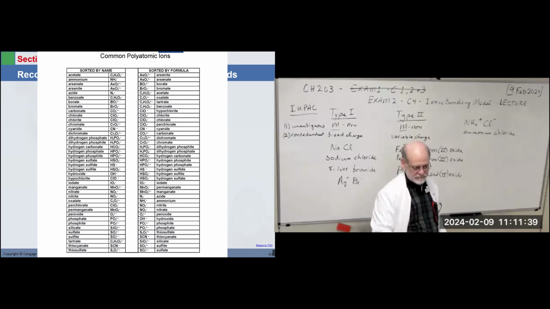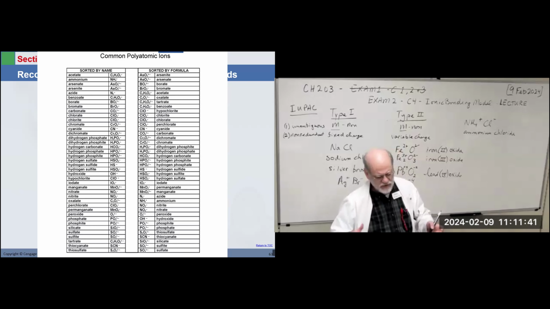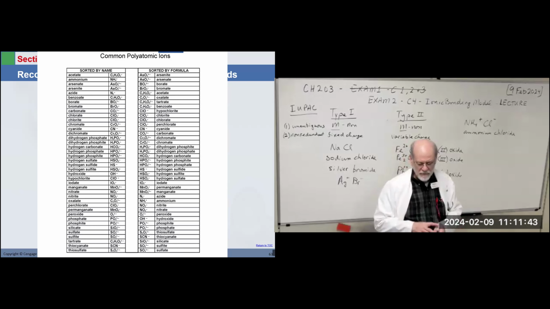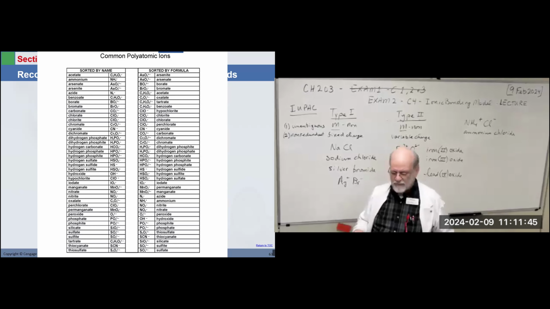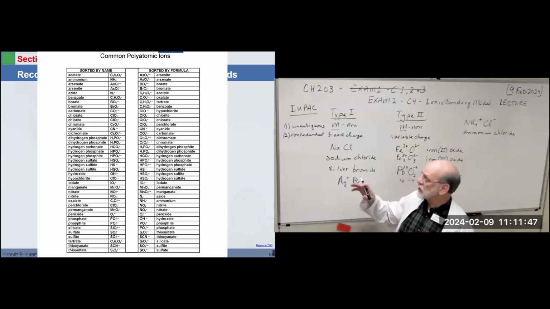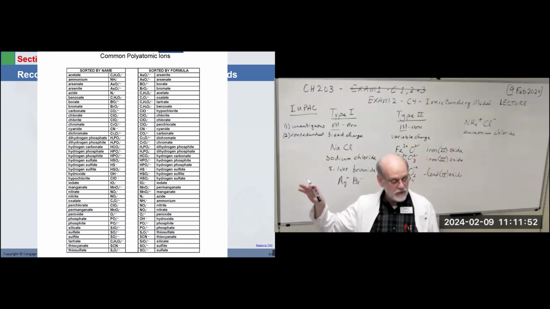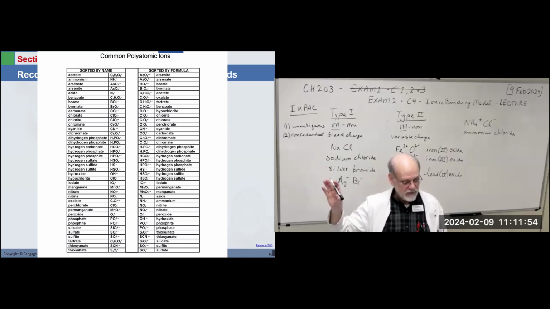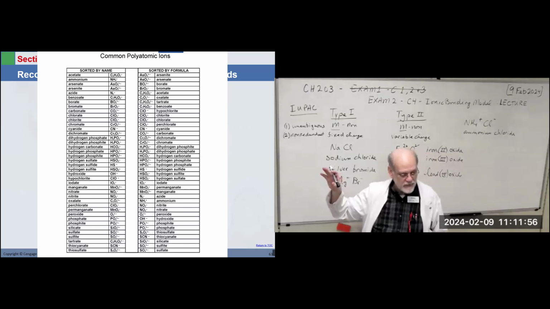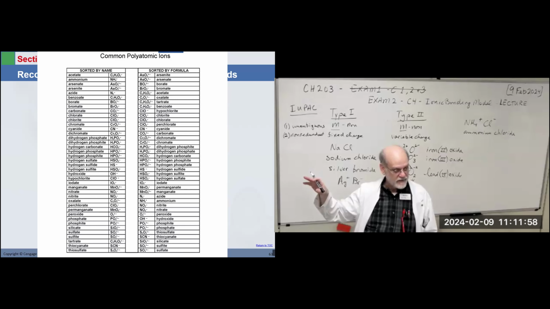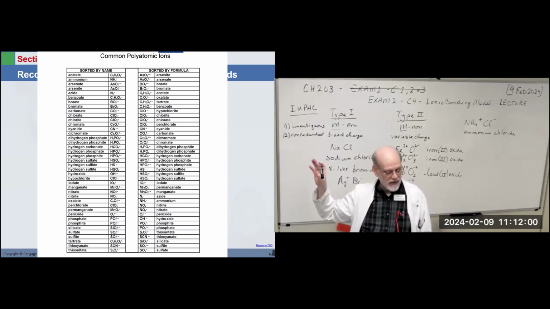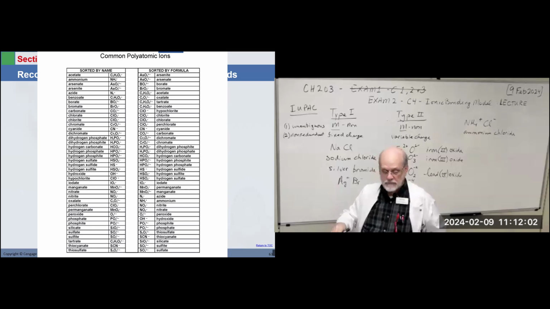Now this list, I had to shrink it down to get it all on one page. But what I want to show you here is that the left side and the right side are duplicates of one another. On the left side, we sort by the name of the polyatomic ion. And the right side, we sort by the formula.